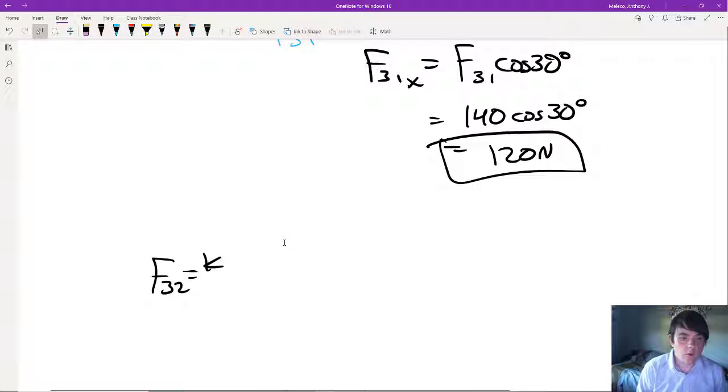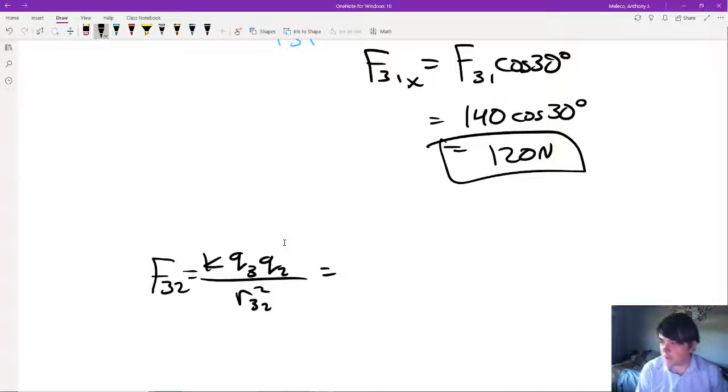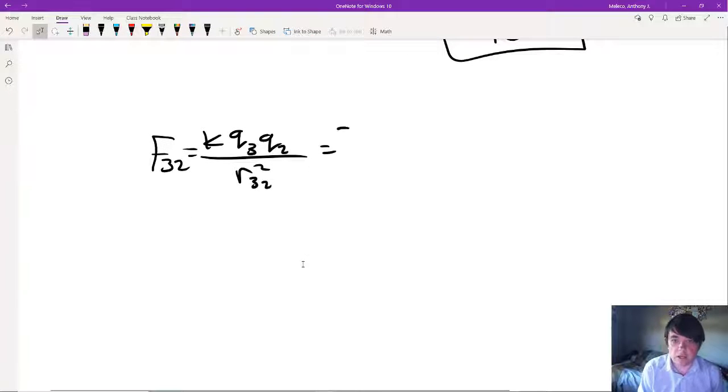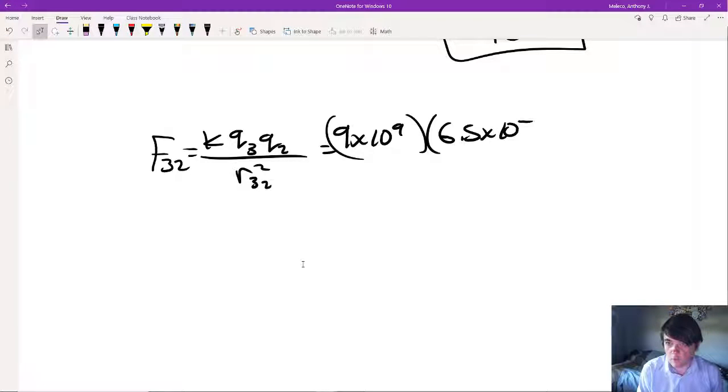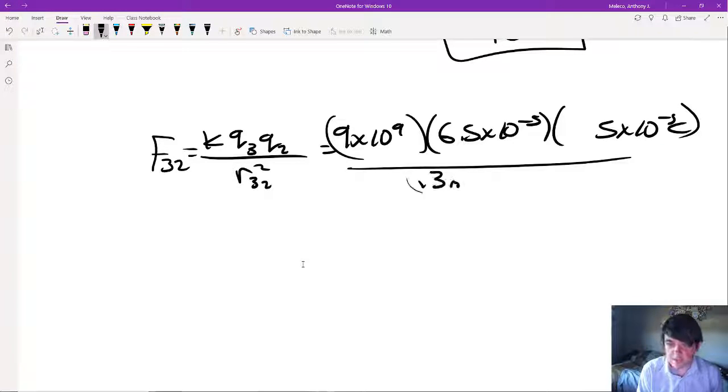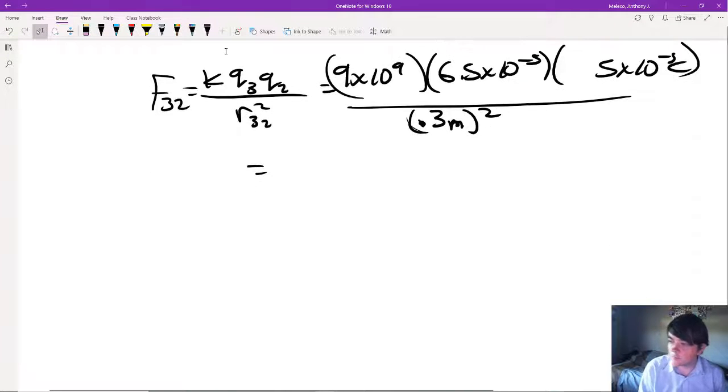Okay. So F32 then will be K Q3 Q2 over R32 squared. You plug in all those values, which is going to be 9 times 10 to the 9th. I'm going to skip units. 5 times 10 to the minus 5 coulombs over 0.3 meters. Again, make sure you convert to meters. And this gives us 325 newtons.